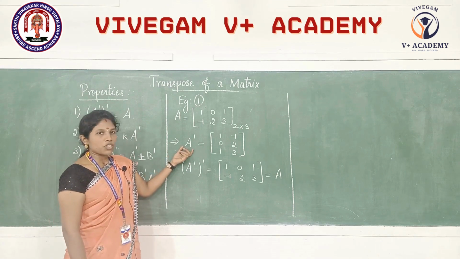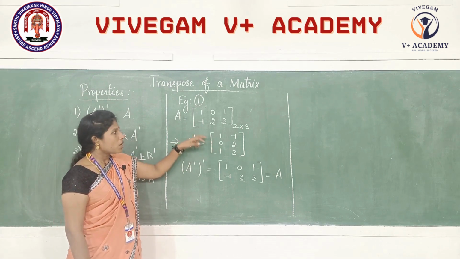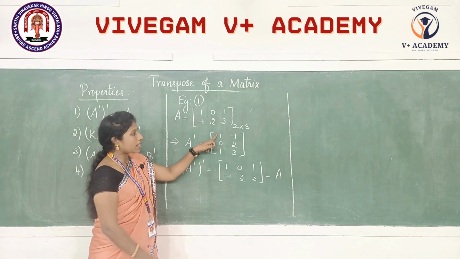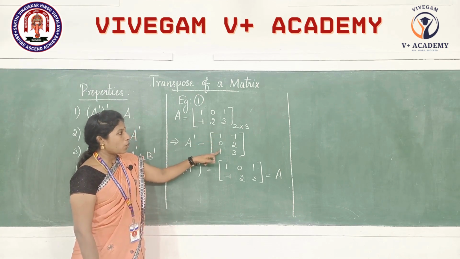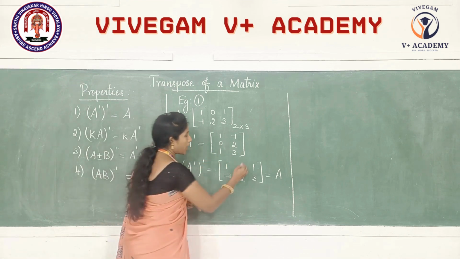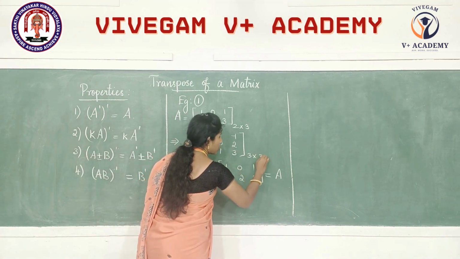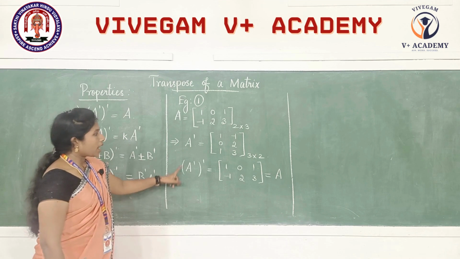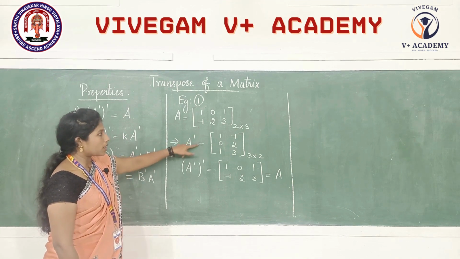How to take a transpose? Interchange the rows and columns. So the first row we are writing as the first column. So 1, 0, 1. The next, second row as the second column. Now what is the order of A dash? 3 cross 2. Now again I am going to take a transpose for this A dash.